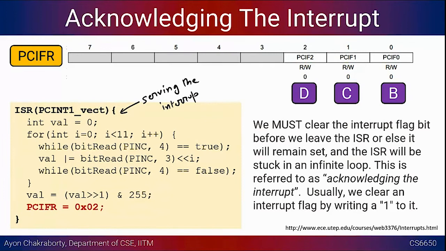And why did the interrupt happen? Because you had originally set the interrupt using the PCICR and the PCMSK registers, right? You have already specified to the system that you are going to raise an interrupt in port C, and you mentioned on which particular pin you put this mask, and here you have serviced the interrupt when that particular thing happened.